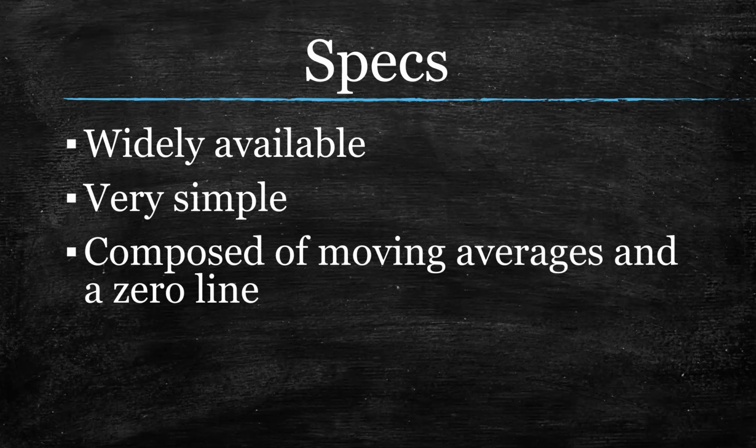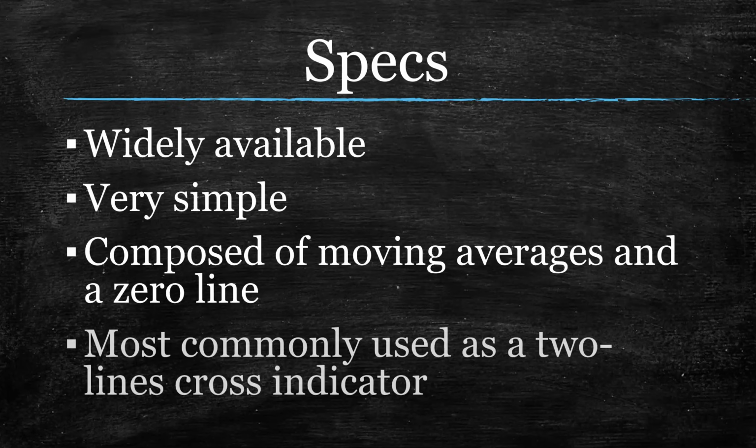Super simple. Now, this is composed of moving averages and then a zero line. So this is an oscillator that goes below your chart. And even though this is a very simple indicator in my mind, it's not just simple moving averages. There's a little more complexity to it. You'll see what I mean shortly.